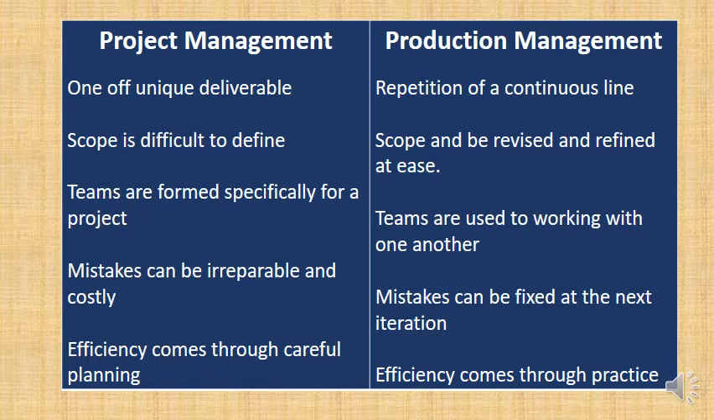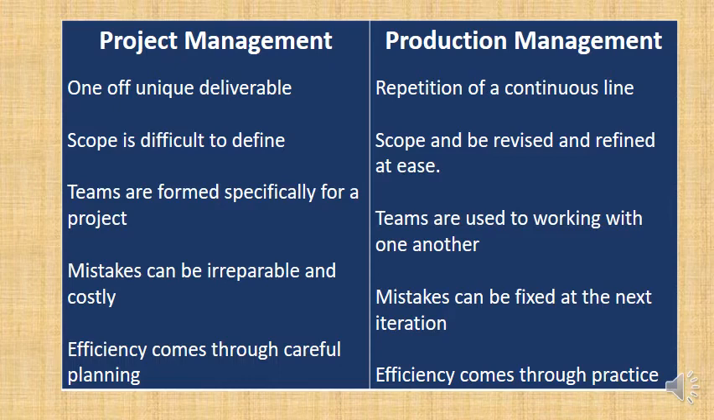Now, as I said before, project management is very different to production management. So think of a factory that is producing bricks. That is production management. It's a repetition of a continuous line. If you make one bad brick, it doesn't matter. You learn from the mistake and you fix it. You can't do that with project management. It's a one-off thing. You build a bridge and it's worth $400 million. If it's a bad bridge, you can't tear it down and start it again.